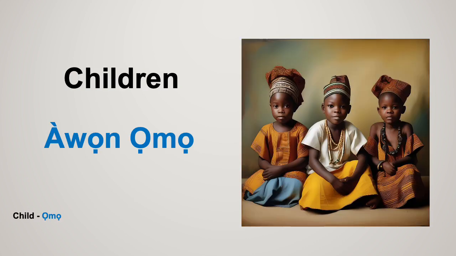Children. Children is àwọn ọmọ. Child itself is ọmọ. But here we have the pluralized form of child. So whenever you are pluralizing a word in Yoruba, you put àwọn before the word to mean the plural form of that word. So children will be àwọn ọmọ.